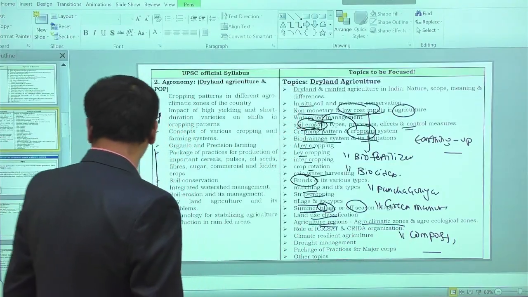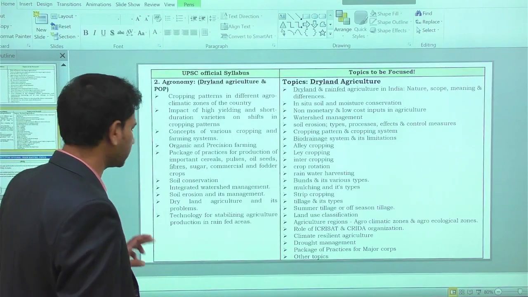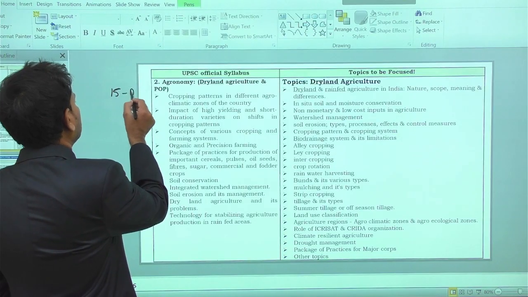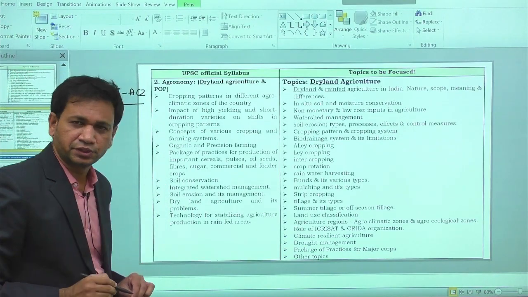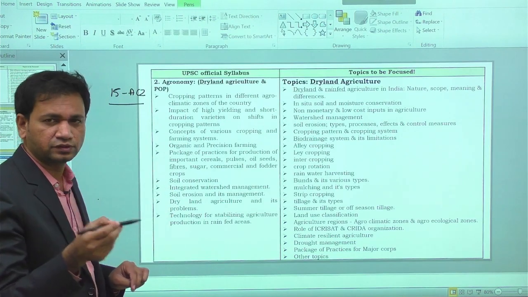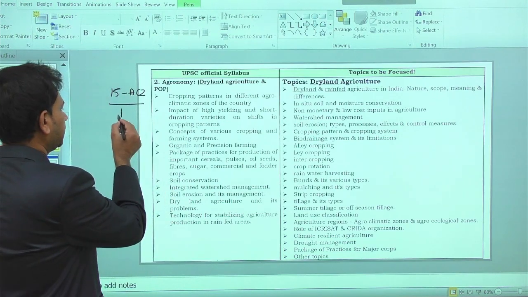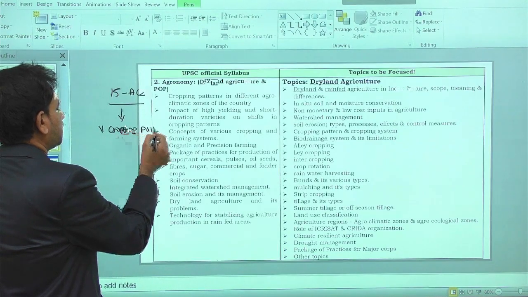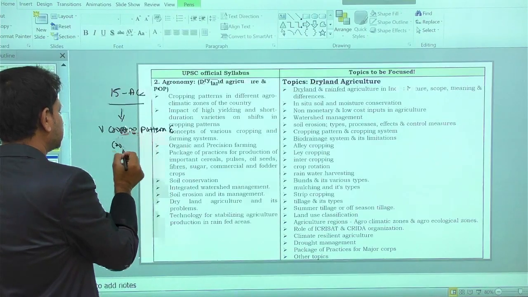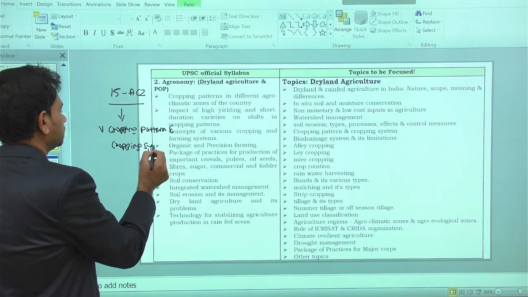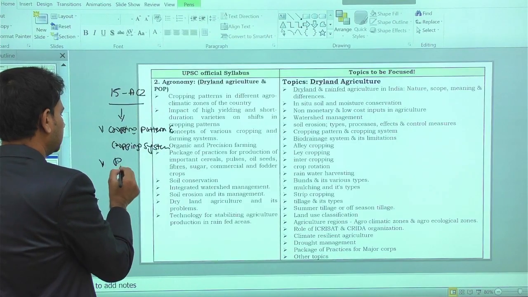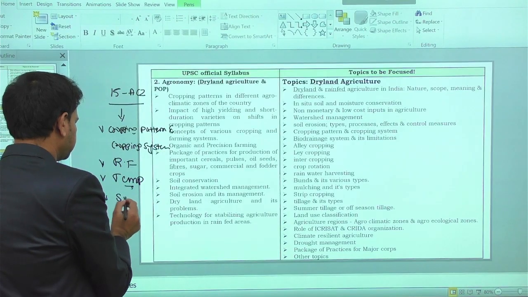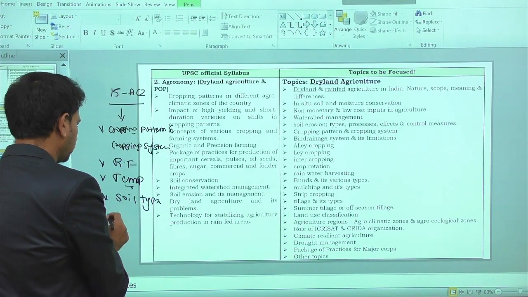So agroclimatic zones, according to the Ministry of Agriculture, there are 15 agroclimatic zones across the country from Kashmir to Kanyakumari. They classify the agroclimatic zone based on some criteria. Based on some criteria, one is the cropping pattern and cropping system. Another is the rainfall received in the given region. Another is the temperature of the region. Another is the soil type. Another is the humidity.